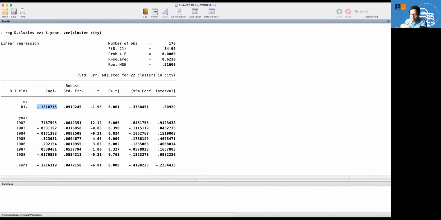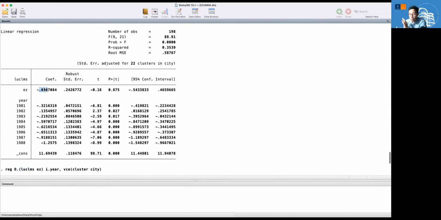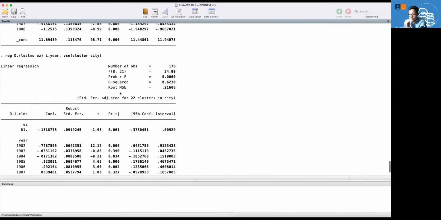So in particular, the establishment of the enterprise zone reduces the unemployment claims by about 18%. Recall that it's actually log of unemployment claims, and so you have to multiply the estimated coefficient by 100. Okay. So the establishment of the enterprise zones reduces the unemployment claims by about 18%, which is a sizable effect compared to the previous estimate of 3.8%, which is not statistically significant.